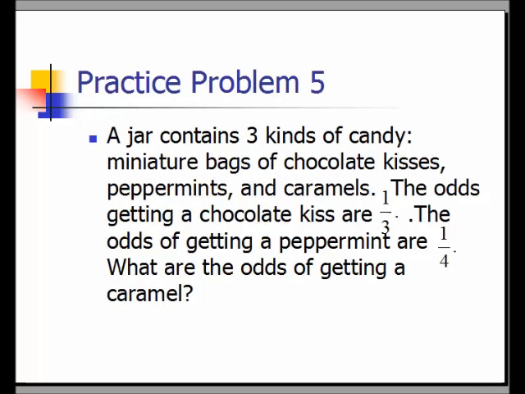Practice problem 5. A jar contains 3 types of candy: miniature bags of chocolate kisses, peppermints, and caramels. The odds of getting a chocolate kiss are 1/3. The odds of getting a peppermint are 1/4. What are the odds of getting a caramel?